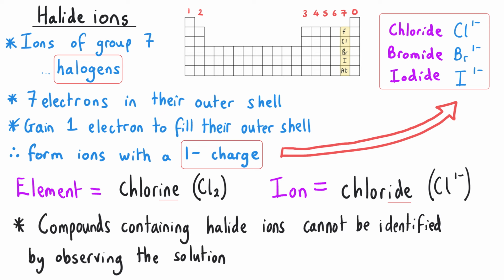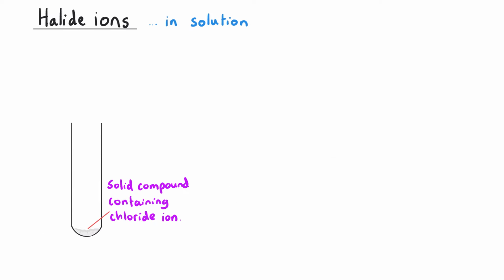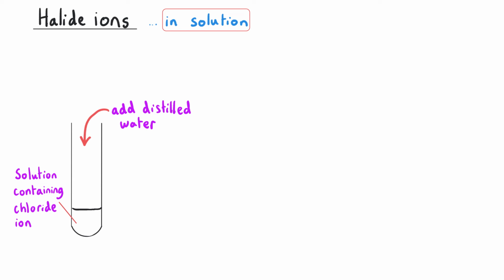Compounds containing the halide ions cannot be identified simply by observing the solution, because the majority of common halides, for instance sodium chloride, usually form colourless solutions, and so to look at they are indistinguishable from water. The test for halide ions only works if we have a solution, so if you have a solid sample of a suspected halide, the first thing we need to do is dissolve it in a test tube in some distilled water to produce a solution.